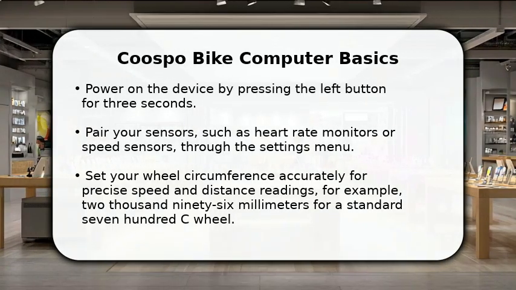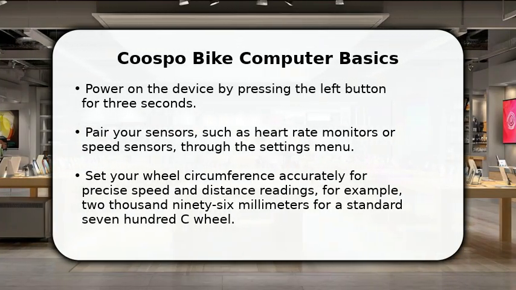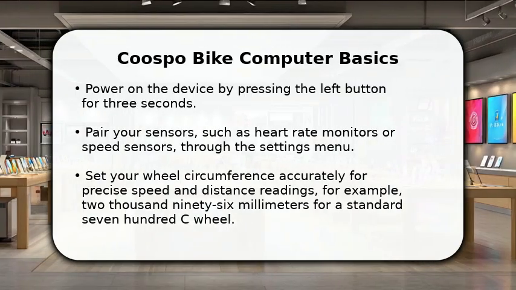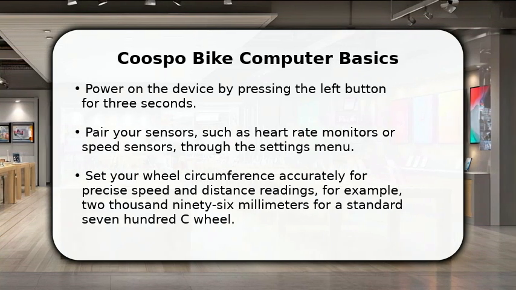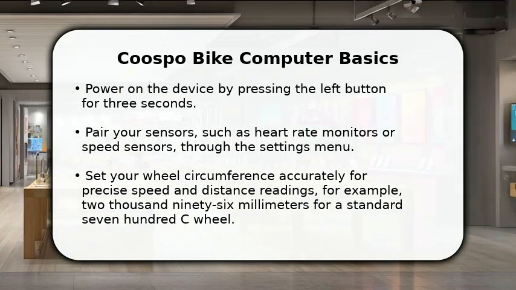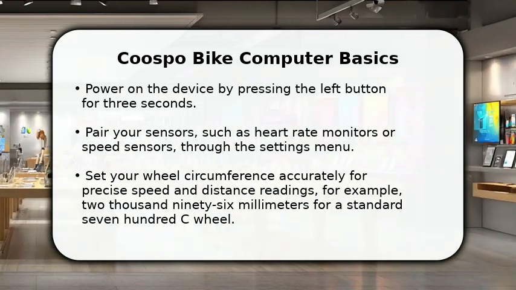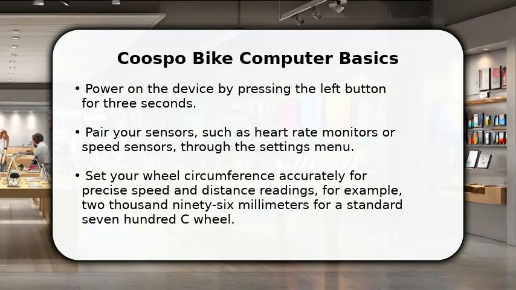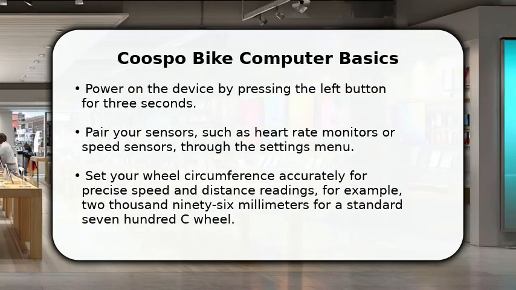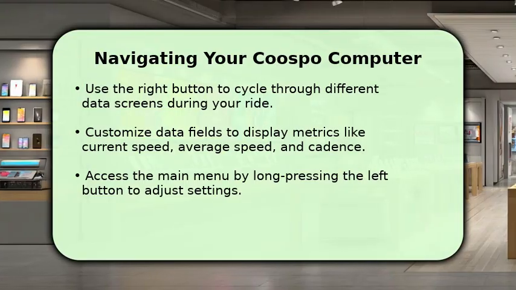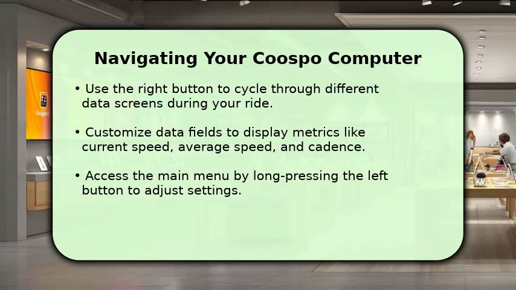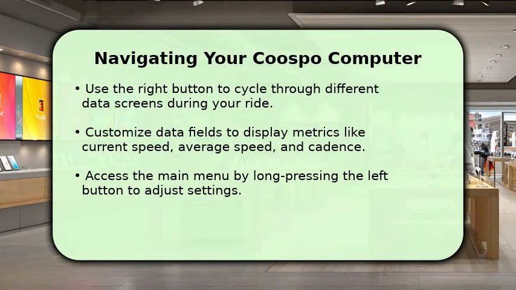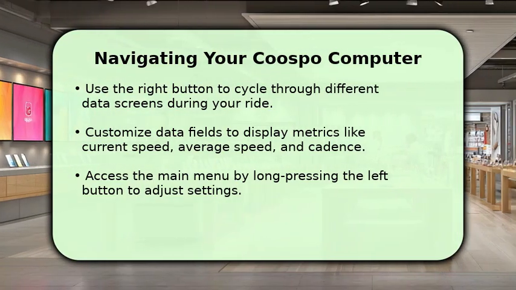Don't forget to accurately set your wheel circumference, perhaps 2096 millimeters for a standard 700C wheel, to ensure precise speed and distance measurements. Finally, securely mount the computer on your handlebars using the provided bracket for a stable view during your ride. Once you're riding, use the right button to effortlessly cycle through various data screens, displaying metrics such as your current speed, average speed, and even cadence.